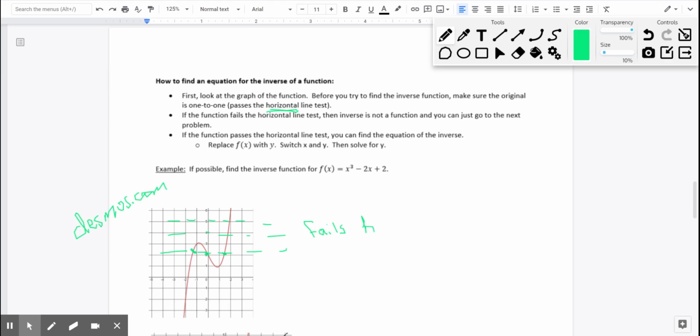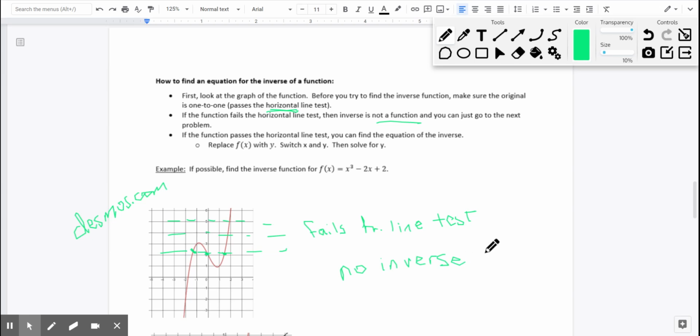If it fails the horizontal line test, as it says in the instructions or in the notes, then the inverse is not a function, and you can just go to the next problem. If you can find even one single horizontal line that intersects the graph at more than one point, you get to just say no inverse function and move to the next problem.